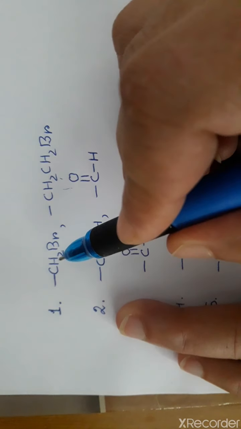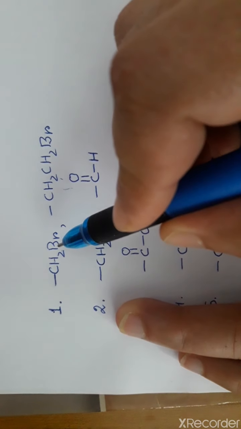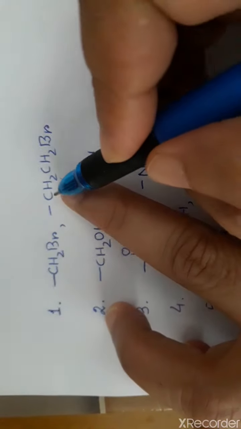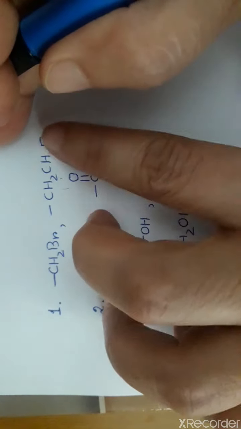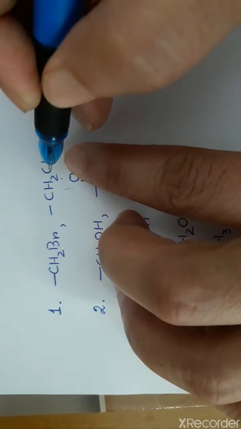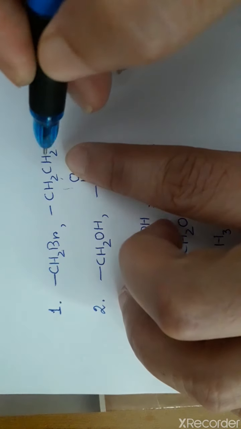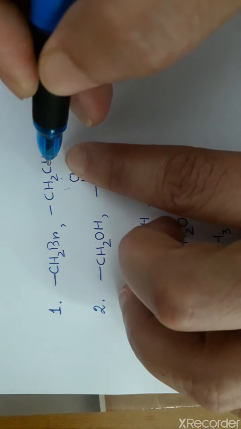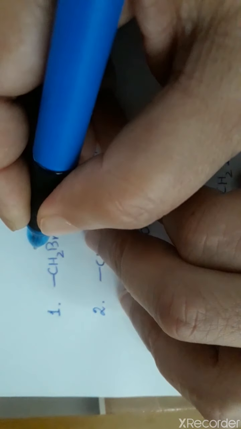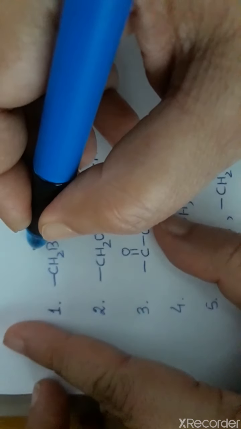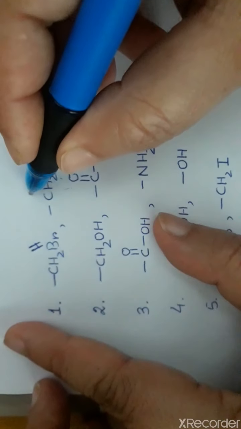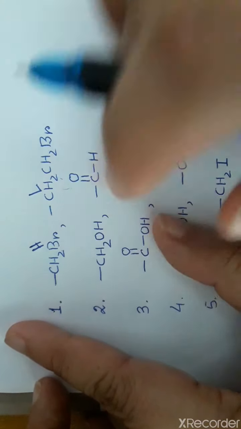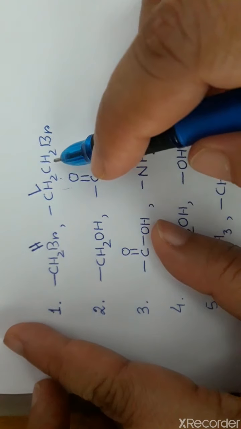See, this carbon is attached to 2 hydrogens and 1 bromine. This carbon, which is directly attached to a chiral carbon, is attached to 2 hydrogens and 1 carbon, right? Here 2 hydrogens and 1 bromine, and here 2 hydrogens and 1 carbon. Therefore, this will get the higher priority, and this will get the lower priority.